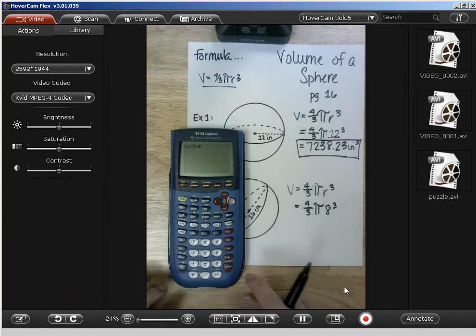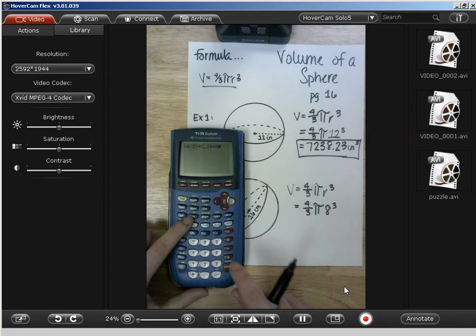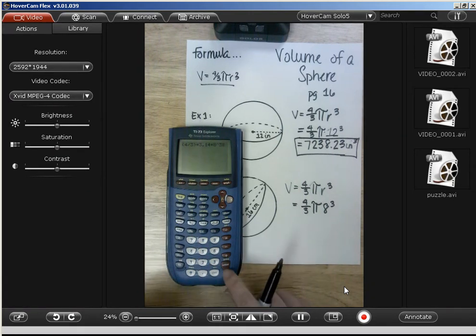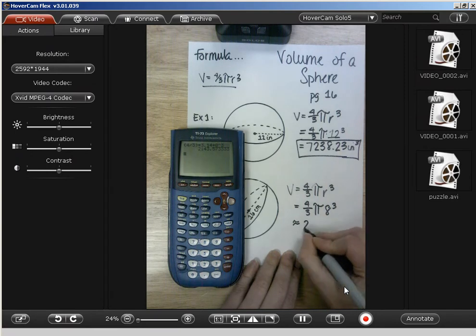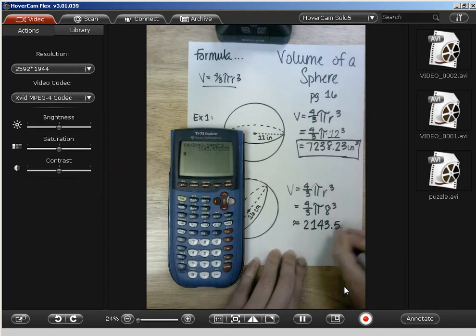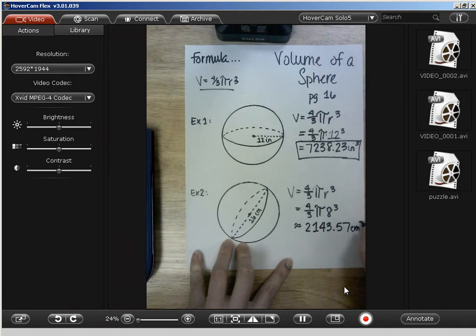4 thirds times, I'll do 3.14 this time. 3.14 times 8. I'm going to want to use that caret button, and it is cubing it. So we get approximately 2,143.57. Our units are centimeters, centimeters cubed.